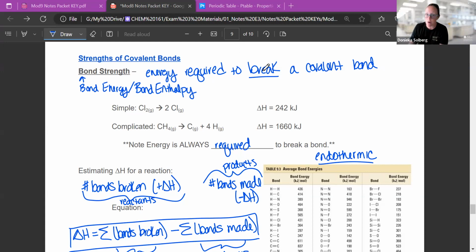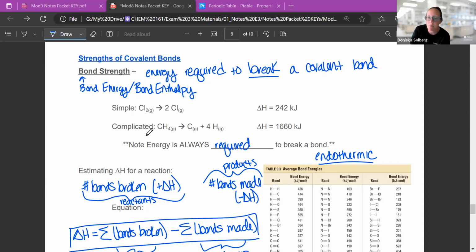Now, remember, covalent bonds, or any bonds for that matter, to break one, you have to input energy. Think of them as magnets. It's hard to break them apart. You have to actually put energy in to break them apart. So how much energy is required to break specific bonds?